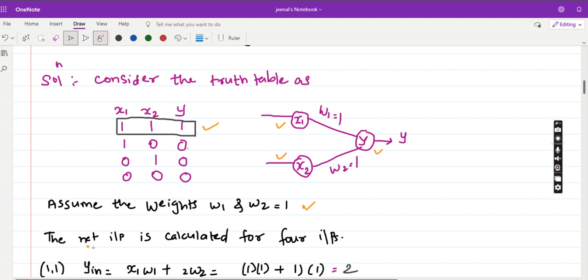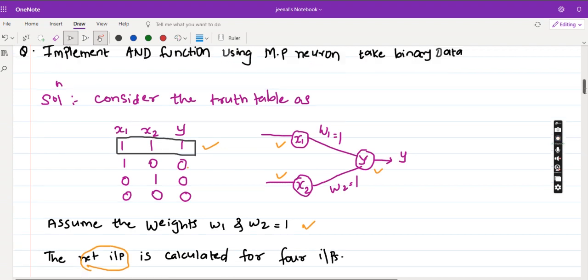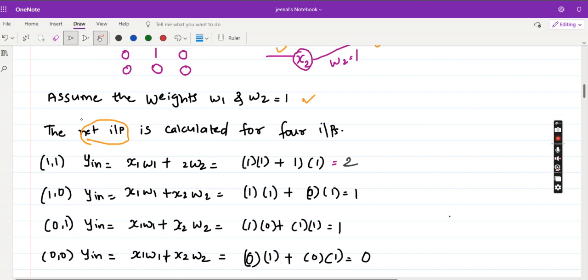So now we'll calculate the net input for our 4 different inputs, or 4 different combinations of the input. So for 1, 1, y in is x1 w1 plus x2 w2. We'll put all the values x1, x2, w1 and w2. The first answer gives us value 2. Similarly, we'll solve for all the other combinations and find all the values. So my first condition, when both the inputs are 1, this is when I want my neuron to fire. The net input to the output neuron is 2.